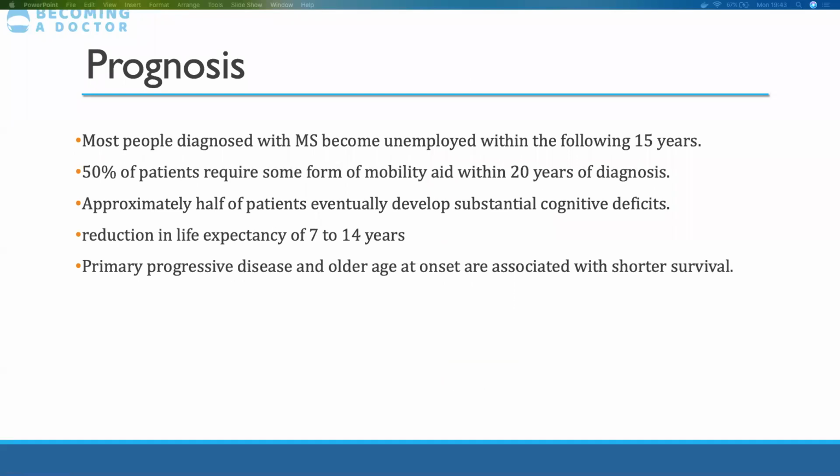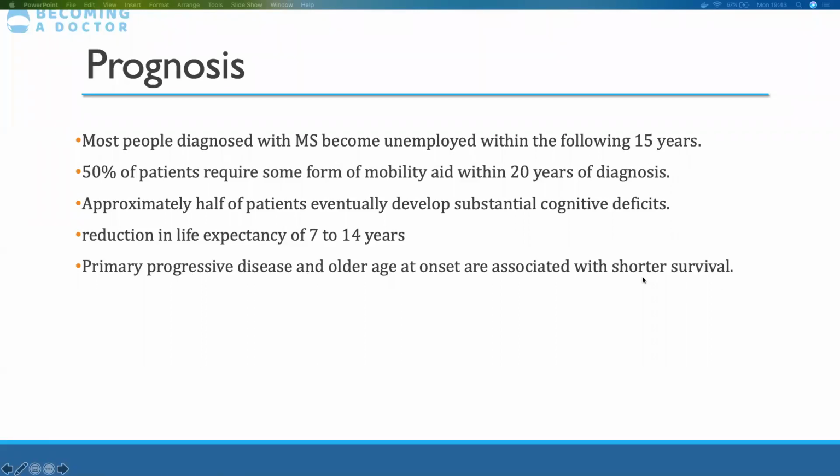And the prognosis of people diagnosed with MS is not that great. Most of them do become unemployed within the following 15 years. 50% of the patients do require some form of mobility aid within 20 years of their diagnosis. Half the patients will eventually develop substantial cognitive deficits, and there's a reduction in life expectancy of 7 to 14 years. Primary progressive MS and a later age of onset are associated with a shorter survival.